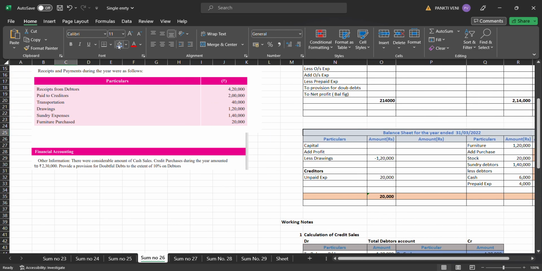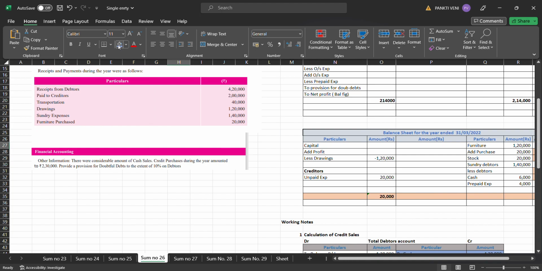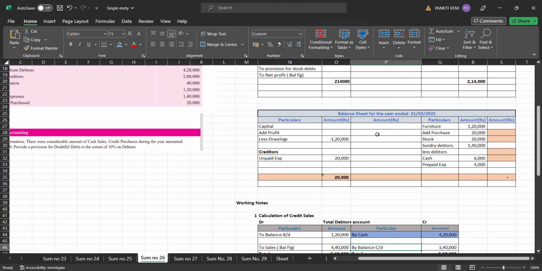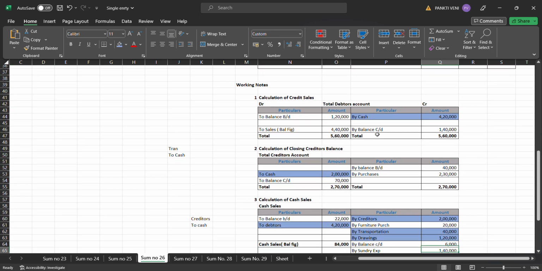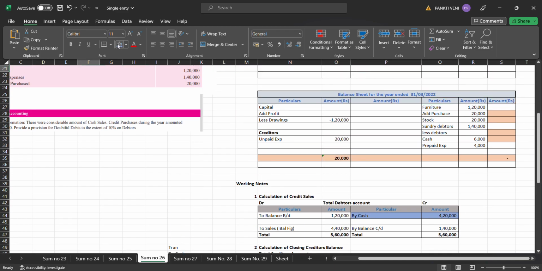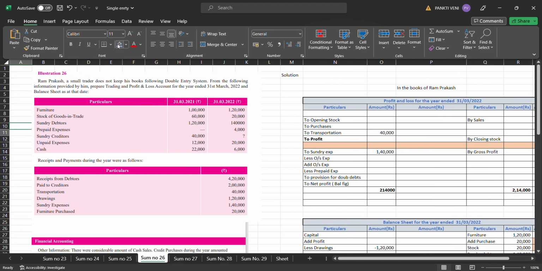Transportation done, drawings done. Sundry expenses 1,40,000 and furniture purchase. Furniture purchase I'll record here as 20,000, and the other one is payment of sundry expenses. Sundry expenses is my P&L item, so I'll take sundry expenses here as 1,40,000, and payment of sundry expenses will be shown here in my expenses. Furniture I have shown, and sundry expenses payment also I have shown. Sundry expenses done, furniture purchase done. So this part is done.